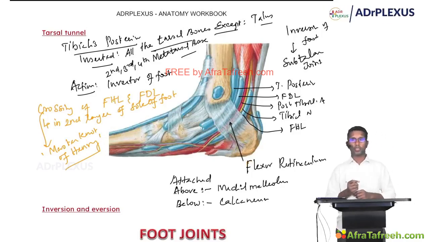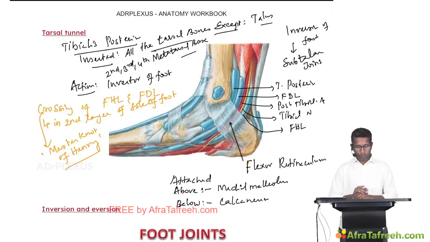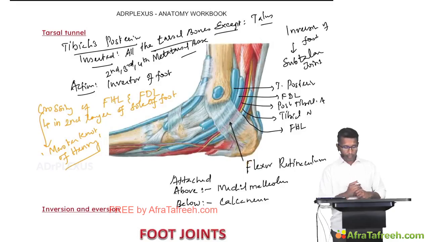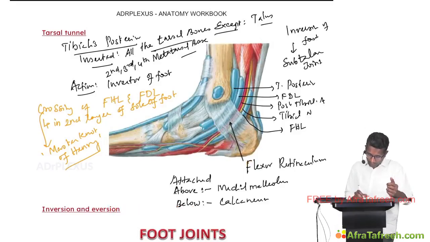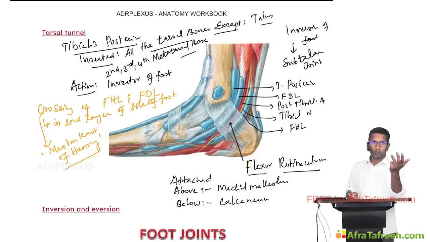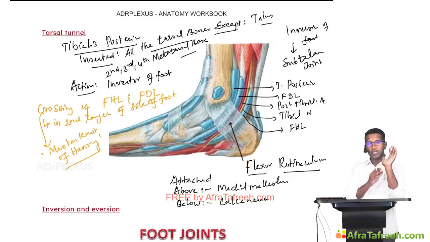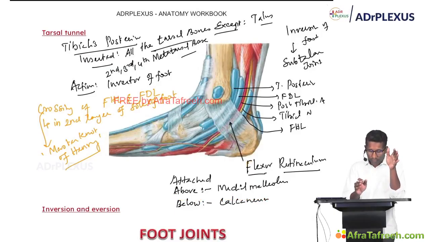We were discussing the tarsal tunnel, guys, and how the tarsal tunnel is formed. It is formed behind a retinaculum called the flexor retinaculum. See guys, anywhere in the body, whether it is the flexor retinaculum of the foot, extensor retinaculum of the foot, peroneal retinaculum of the foot, or extensor and flexor retinaculum of the wrist, all these retinacula are modifications of deep fascia.